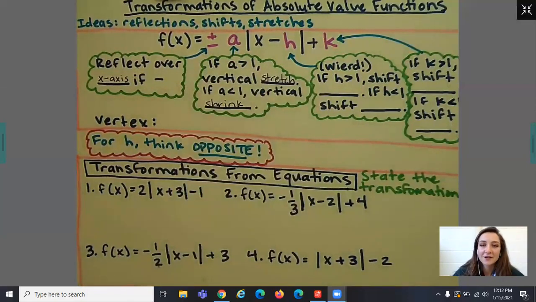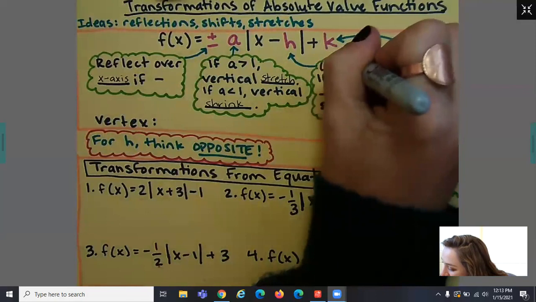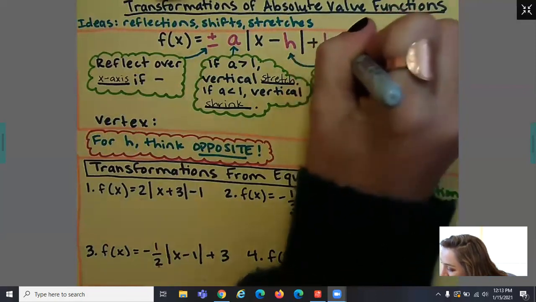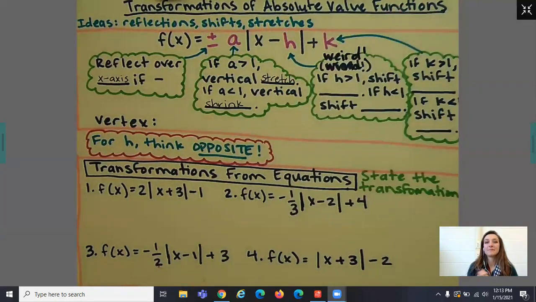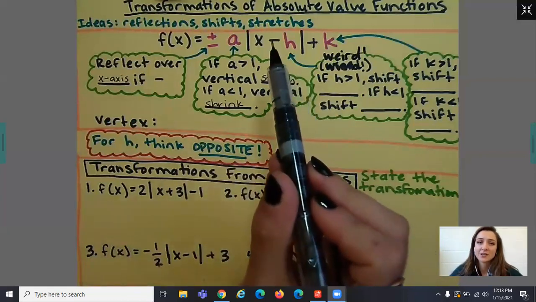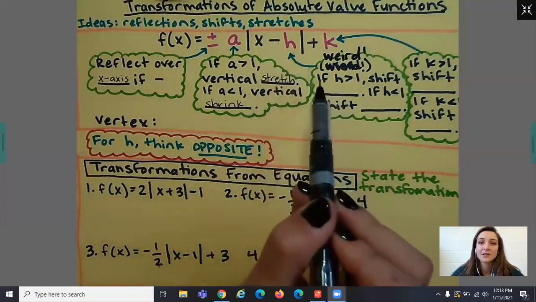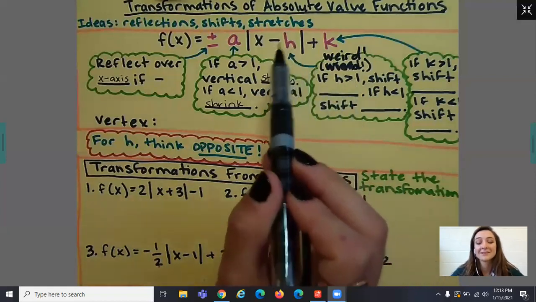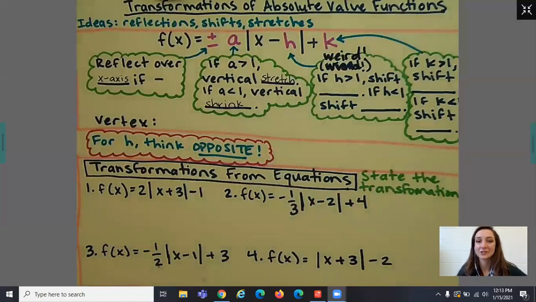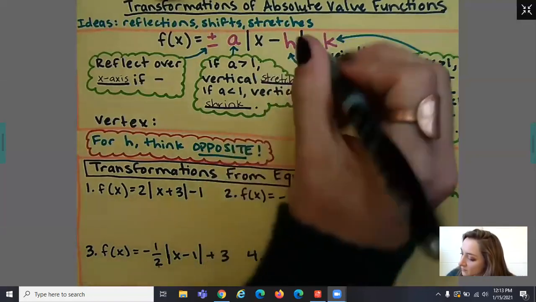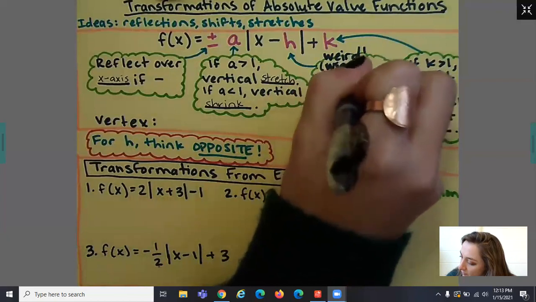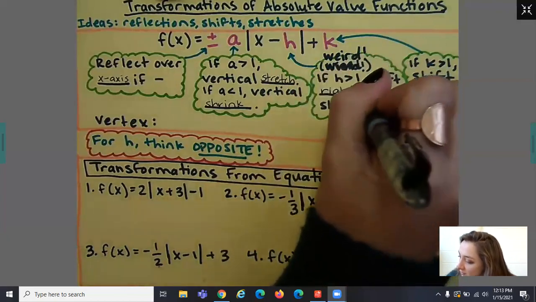Okay, let's look at our h value, and I always spell weird wrong, and of course I spelled it wrong here. So weird is actually W-E-I-R-D, okay, weird, but h is your weird one because in the form it's x minus h. So that means the minus means whatever you're thinking, it's going to be the opposite of that. So if h is greater than 1, and this is normal, so this is going to be very, very strange. If h is greater than 1, shift right. If h is less than 1, shift left.